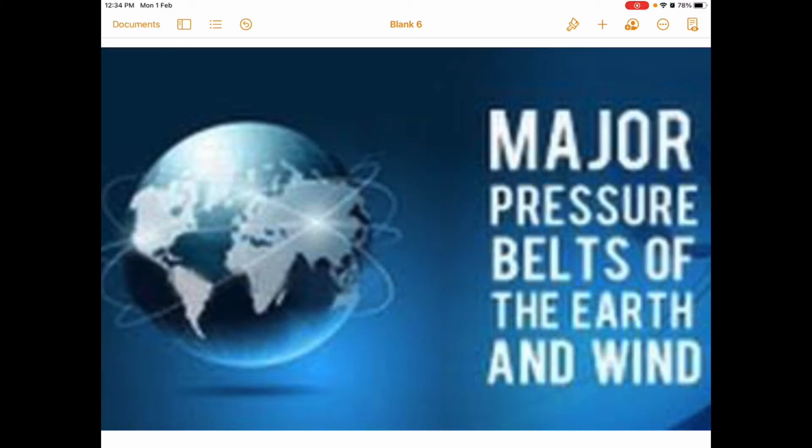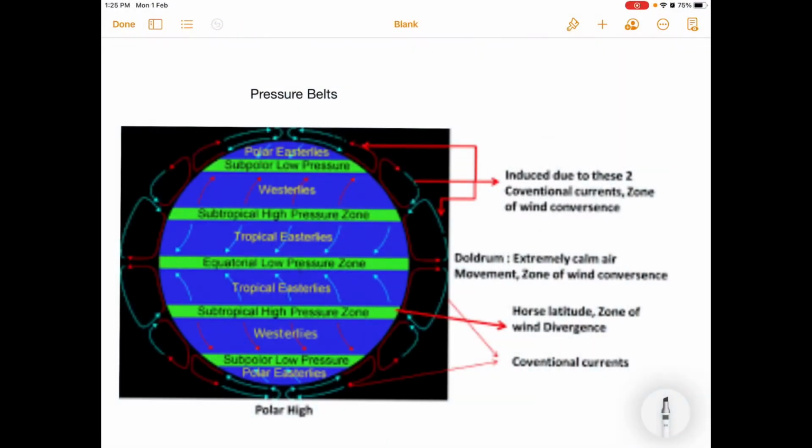Let's continue with the chapter atmospheric pressure and winds part 2. Today we are going to learn about the different pressure belts of the world and the types of winds. There are different pressure belts on the surface of the earth as you can see from the figure also. So, let's start first with the equatorial low pressure belt.